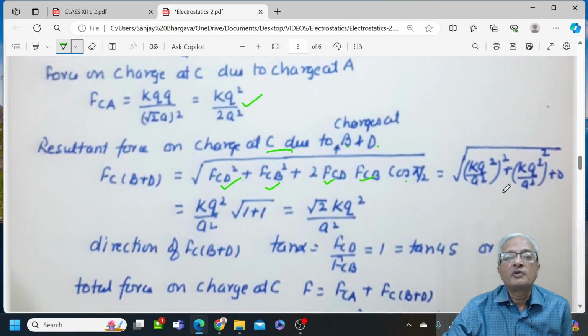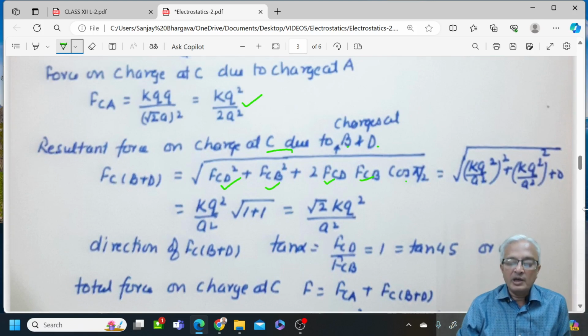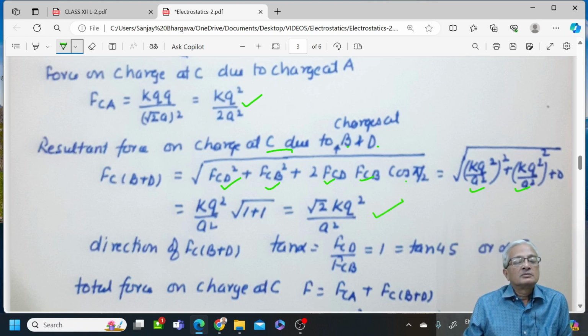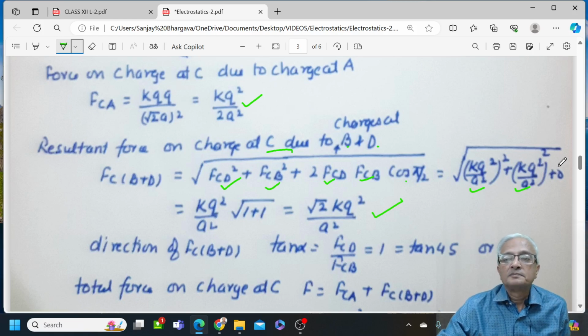So we are left over with kQ²/a² and kQ²/a², which gives me √2 kQ²/a². Now the question is, what is the direction of the resultant force? So once again, go to the figure.